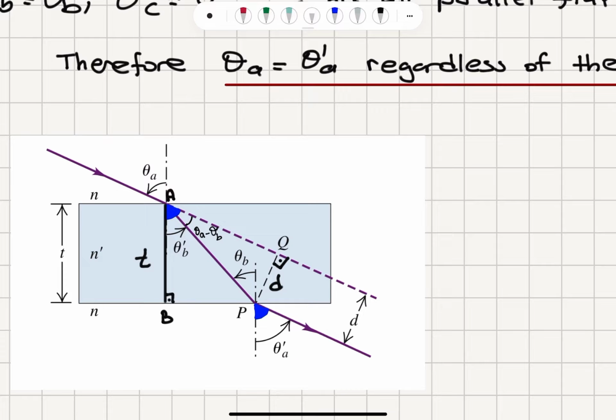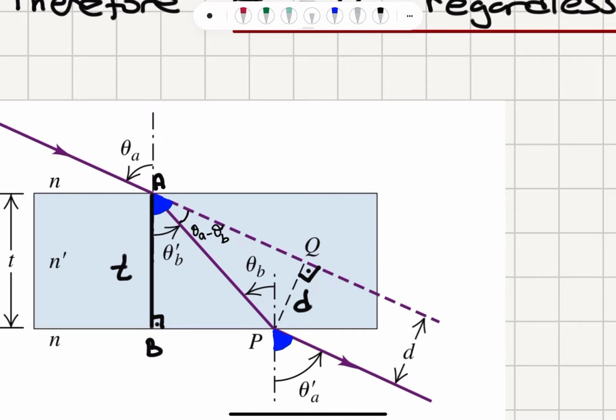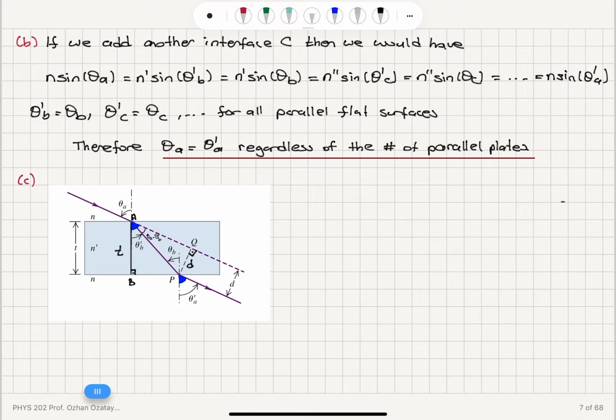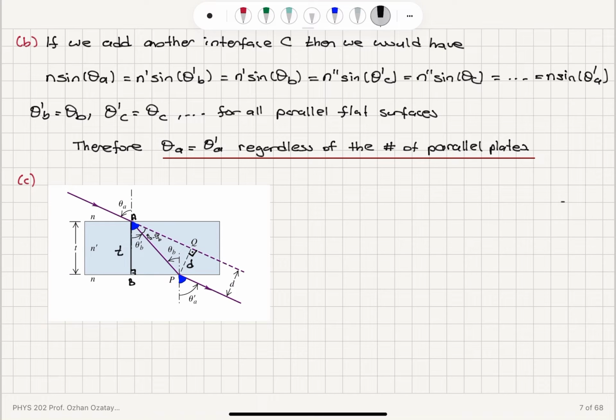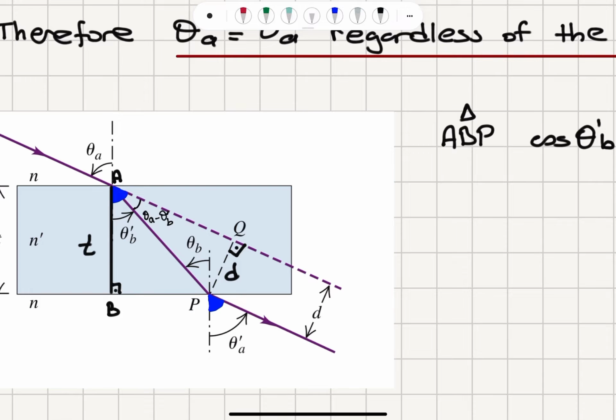Since theta A we have shown to be equal to theta prime A, this angle is theta A minus theta prime B. If I look at the ABP triangle, which is a right triangle, and write the cosine of theta prime B, it will be equal to T divided by the length of AP.